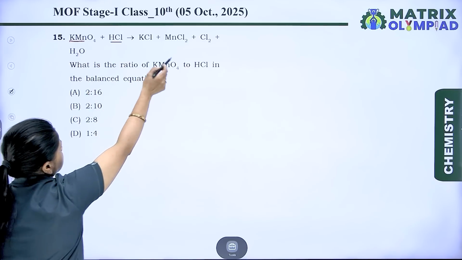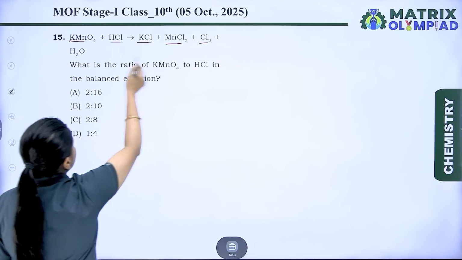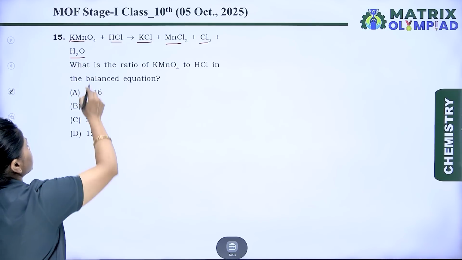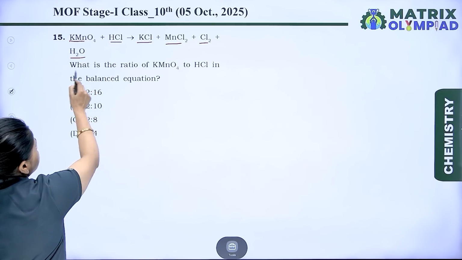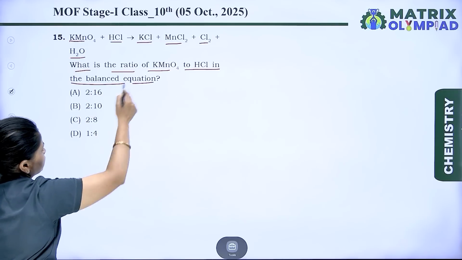KMnO4 and HCl give us KCl, MnCl2, Cl2 and H2O. This is a chemical reaction in which potassium permanganate reacted with hydrochloric acid. Now what is the ratio of KMnO4 to HCl in the balanced equation?